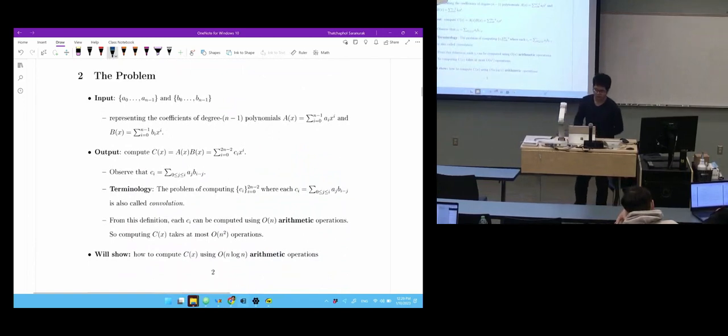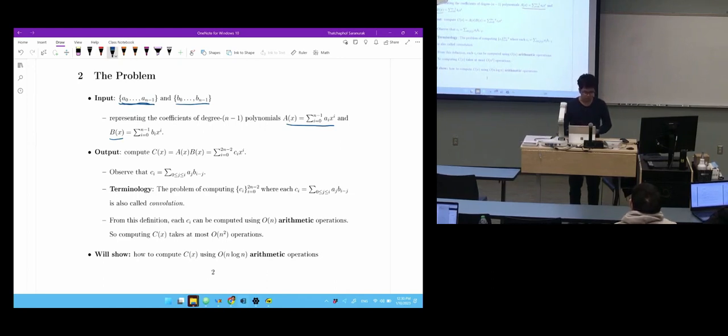All right. So that's why polynomial multiplication might be useful. Now let's define the problem precisely and try to solve it. The problem is that you're given two polynomials, and you are given the list of coefficients of each polynomial. I'm given a list of numbers a0 up to an minus 1, which is just the coefficients of Ax, and I'm given another coefficient list of polynomial Bx. That's my input.